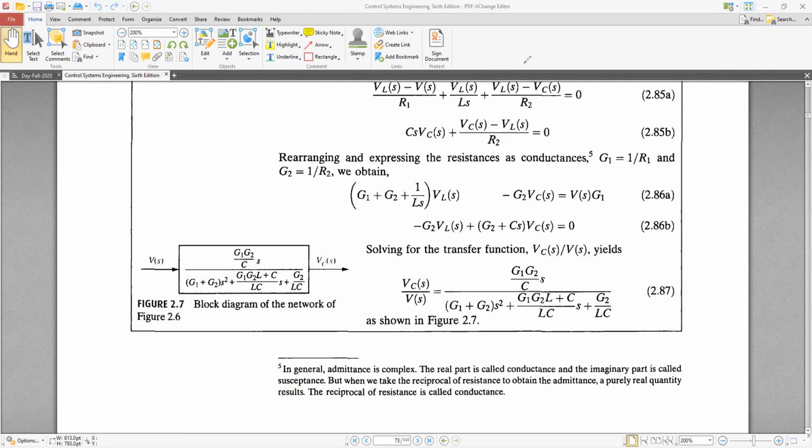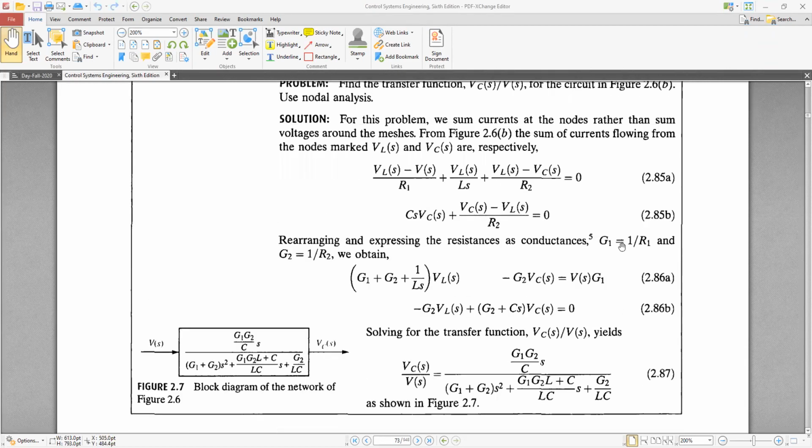So here we have used that. G1 is equal to 1 by R1 and G2 is equal to 1 by R2. If we use G1 and G2 instead of 1 by R1 and 1 by R2, then we can write it like this. Take VL common and move the VS to the right side. Then you will get this kind of equation. And here also, if you rearrange the equation, then you can write this.